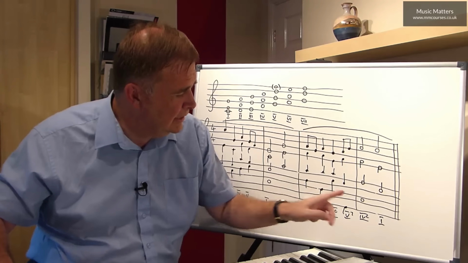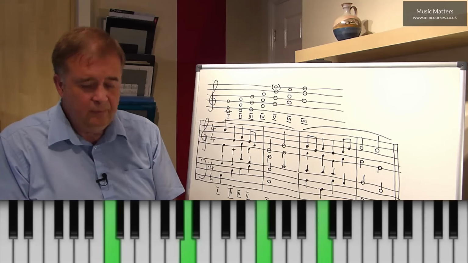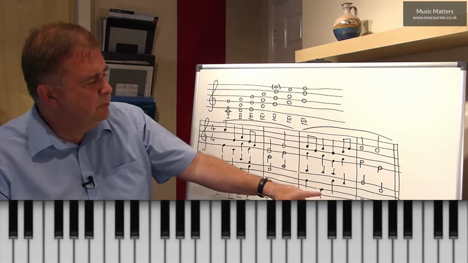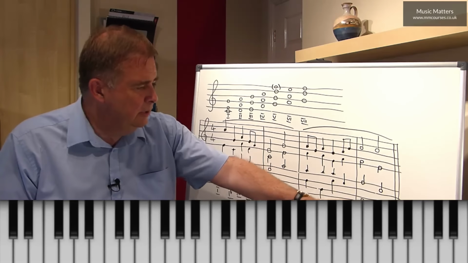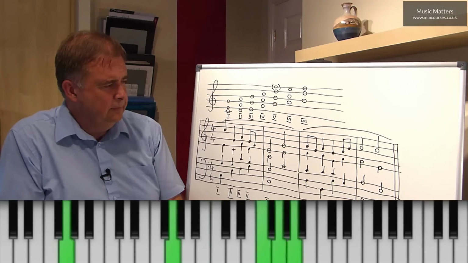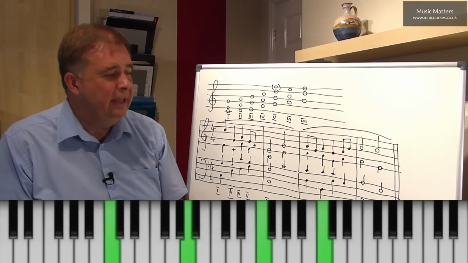So what does that sound like? Let's think about the 4C followed by the 1. Here's the 4C followed by the 1. Now let's look at this progression. 1C, 5, 7, 4C, 1. It goes like this. 1C, 5, 7, 4C, and then chord 1.